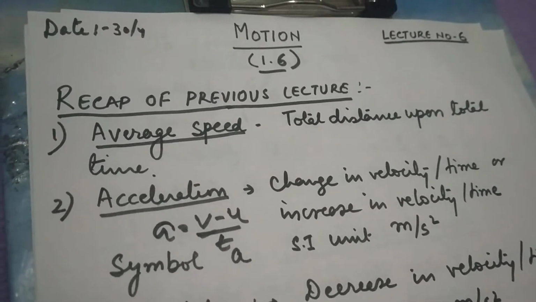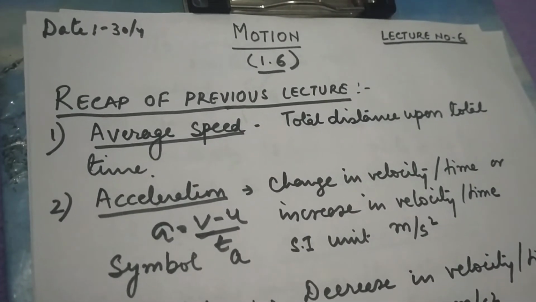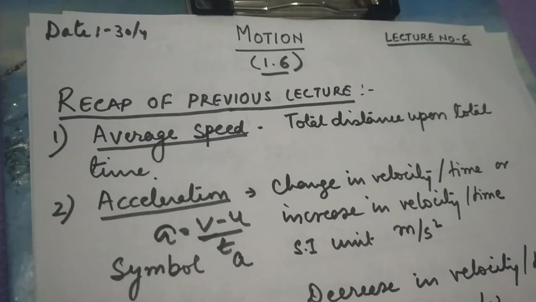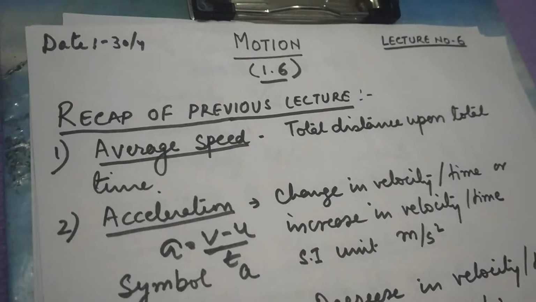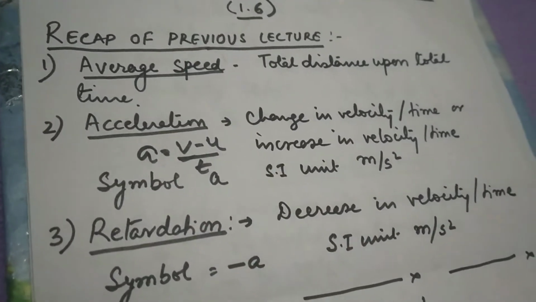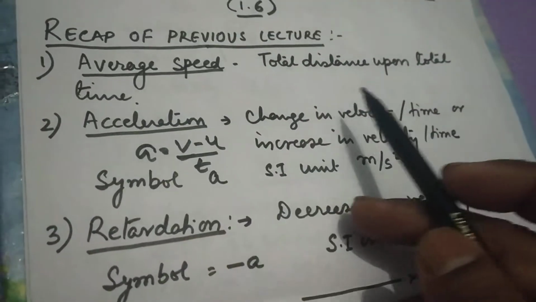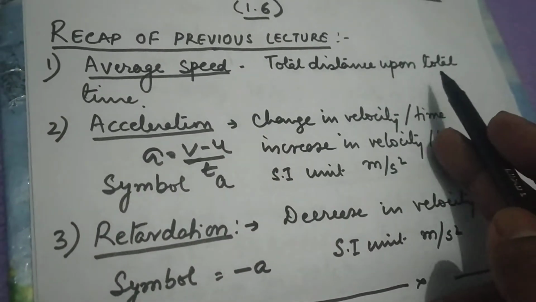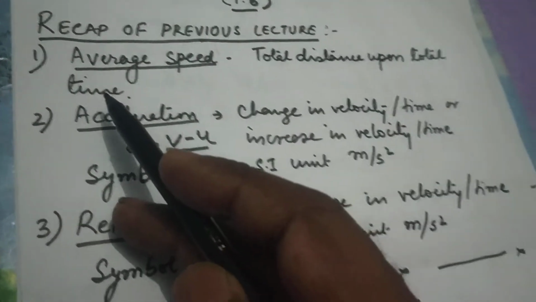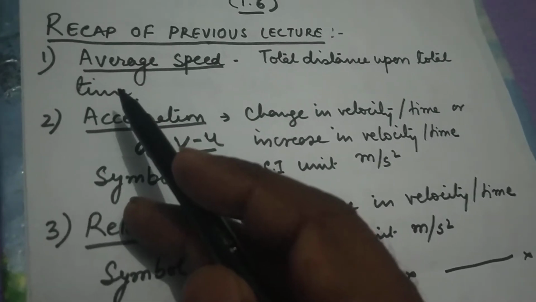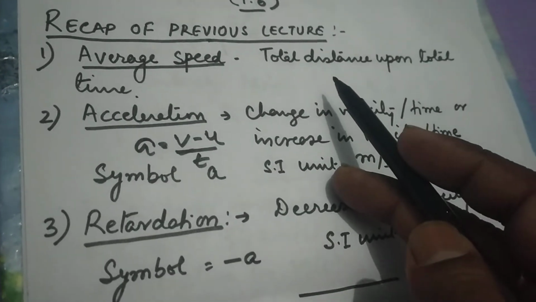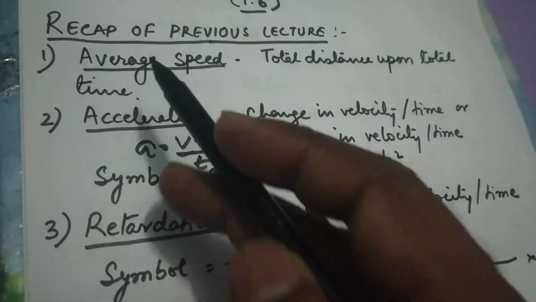Today I will be giving lecture number 6 for the chapter Motion. Before I start today's content, I will take a small recap of the previous lecture, which is as follows. First, the average speed is defined as the total distance upon total time. In case your distances are different and the times are also different, we use the formula total distance upon total time, and that is called average speed.